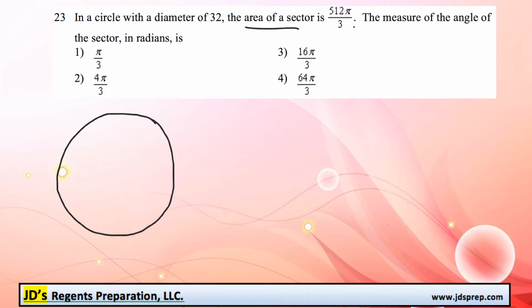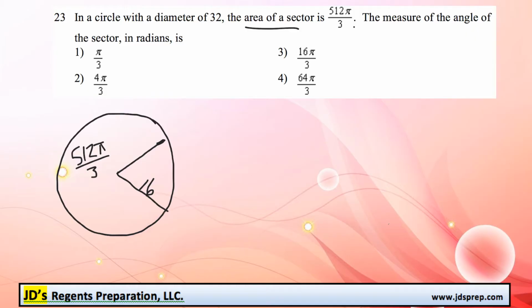So hypothetically, let's maybe draw a Pac-Man shaped sector. Okay, so we know the area of this sector is 512 pi over 3. And we also know the radius of this circle is 16, because of course that's half of the diameter, 32.